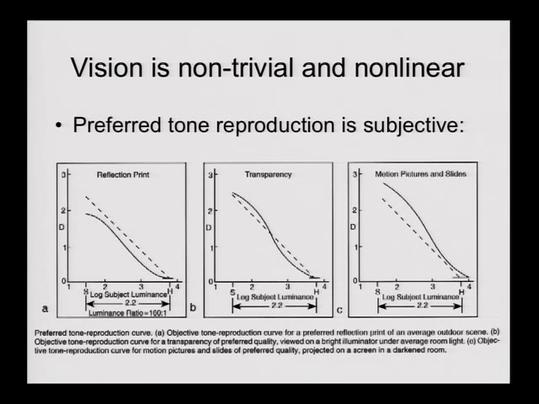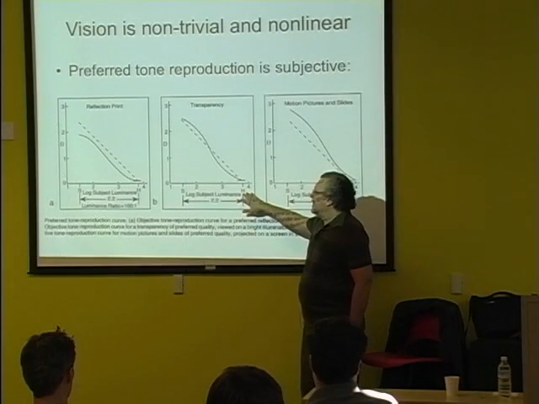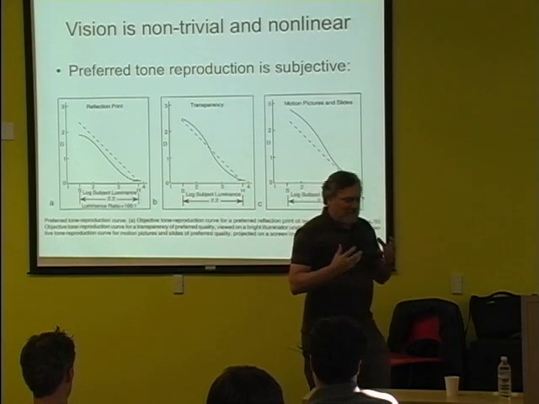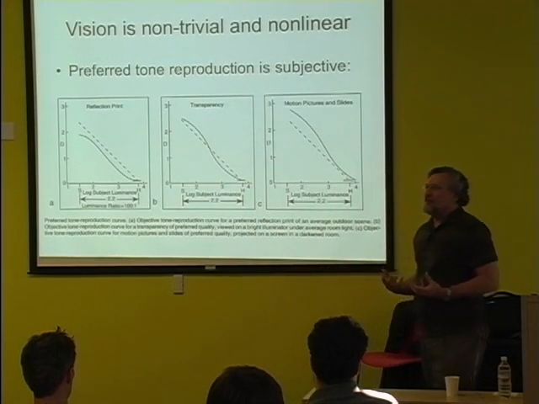So that's been studied a lot, and vision is a non-trivial and non-linear sense. So the preference is a very subjective thing. And this shows 3 different examples of the mapping from the subject luminance, the original scene, to the optical density of a reproduction. Density is a term that's often confusing.